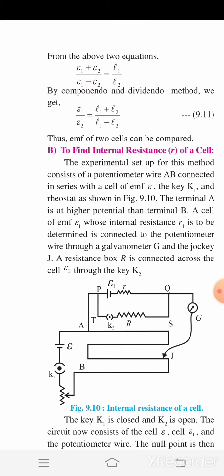So students, in this video, we studied one of the uses of the potentiometer, that is the comparison of EMF of two cells using the first method, that is the individual cell method, and using the second method, that is the sum and difference method. In the next video, we will see the next use of the potentiometer. So thank you.